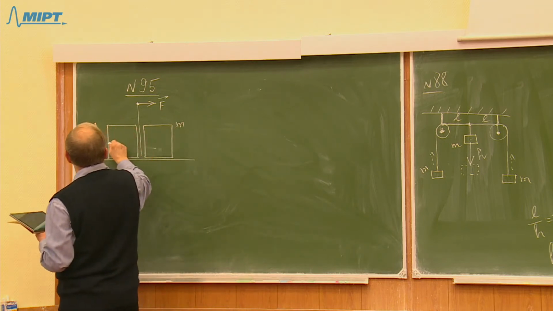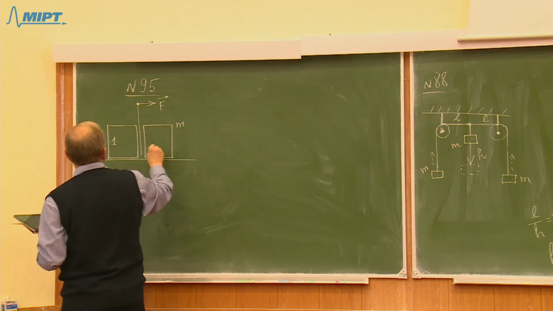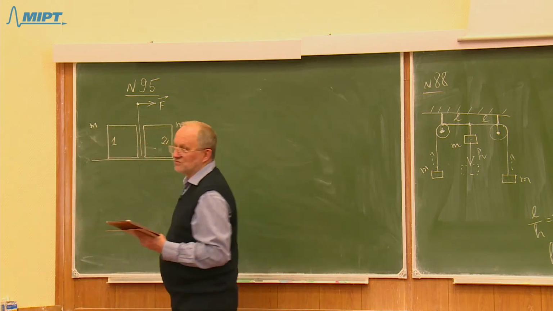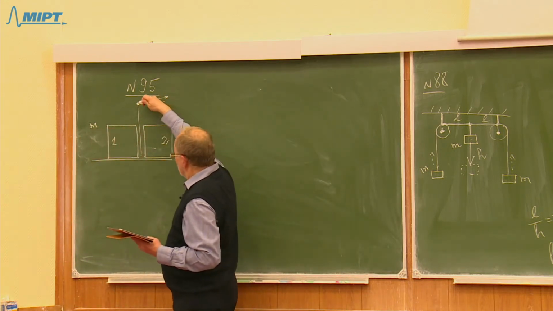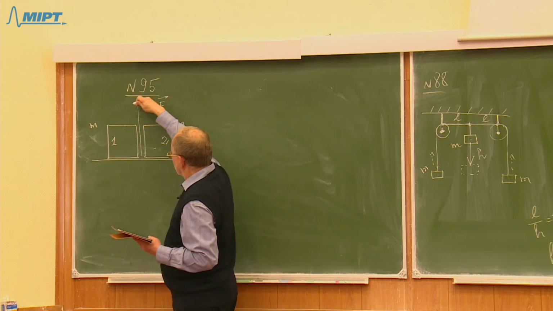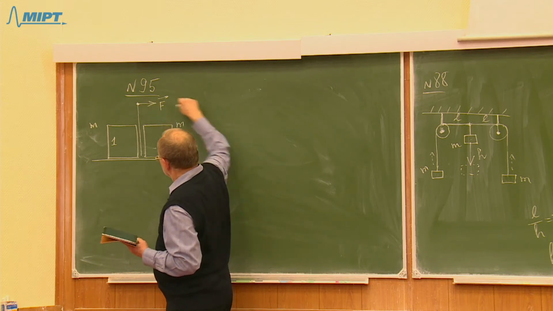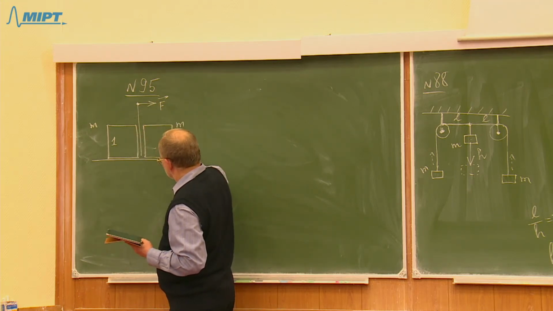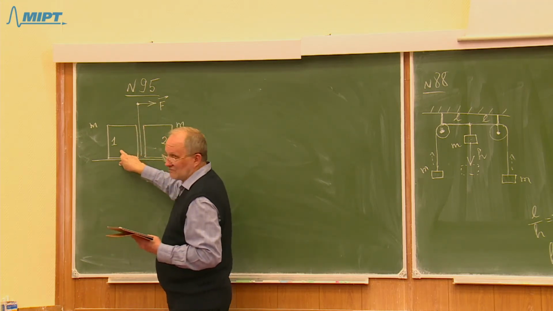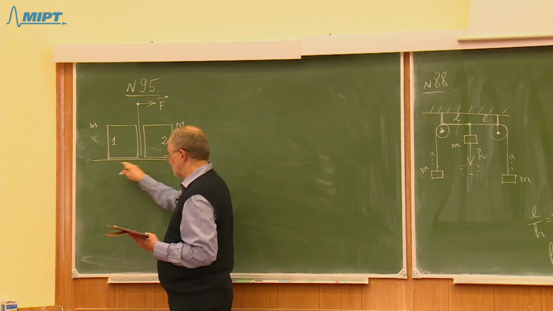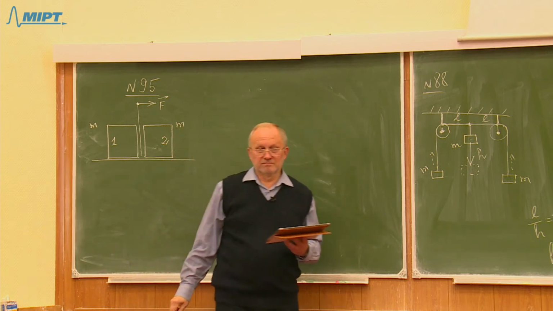This will be box number 1, and that will be box number 2. Which of the boxes will move first? If we pull the upper end of the rod rightward, which box will move first, box number 1 or box number 2? If they are identical and the coefficient of friction is the same, certainly.